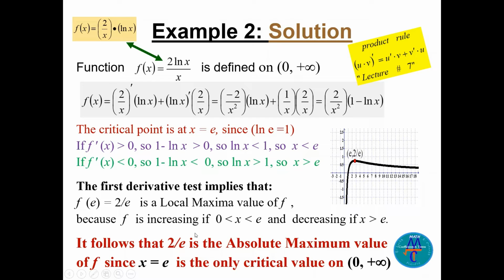Since we have the only critical value is x equals e, so this is an absolute maximum or global. So this is the maximum value. There is no other maximum value between 0 and infinity.